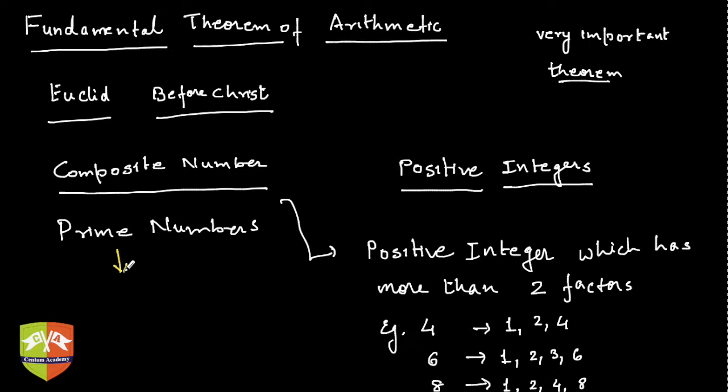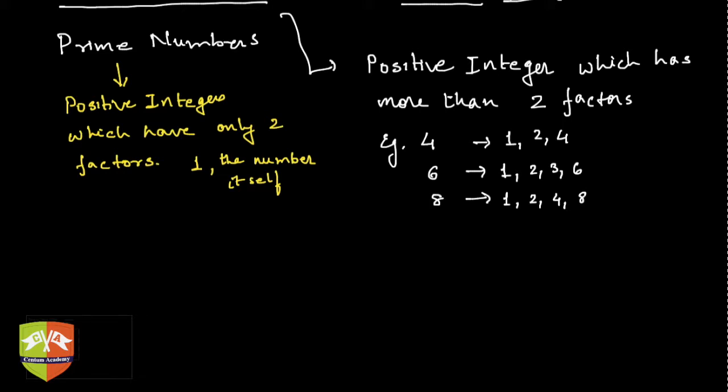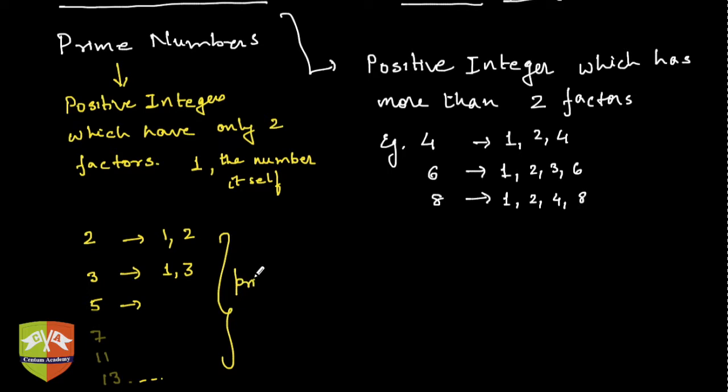Prime numbers, as you already know, are positive integers which have only two factors. You already know this. The two factors are one, and the number itself. And we know the smallest prime number is 2, because it has factors 1 and 2. Then we have 3, which has factors 1 and 3. Similarly, 5, 7, 11, 13, and so on and so forth. All these are prime numbers.